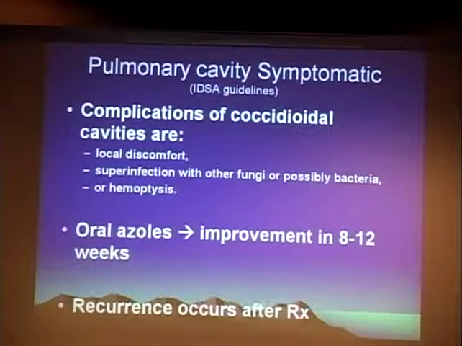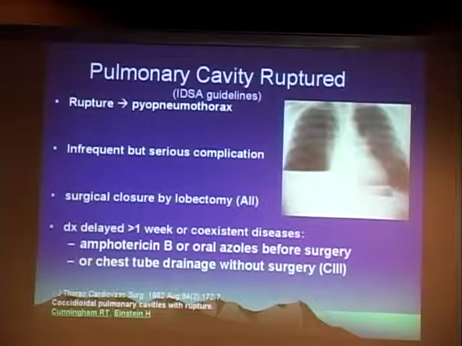Most times you can treat these patients with those complications with oral azoles, and you should see improvement in 8 to 12 weeks. Recurrence, as I mentioned, is a major issue. It usually recurs after you stop therapy, although there is a cure rate in some of these patients. Now, what if you have a cavity that ruptures? This turns out to be fairly dangerous. These patients require surgical treatment in most, if not all, instances.